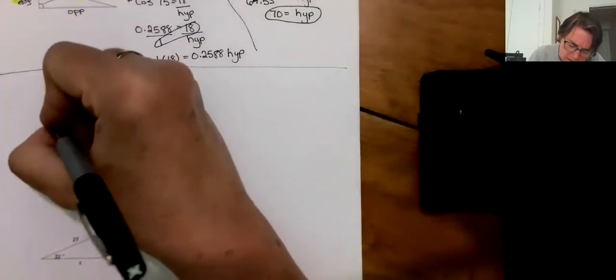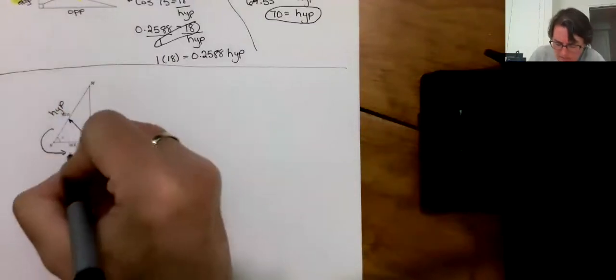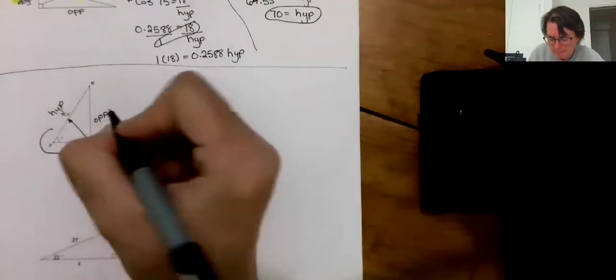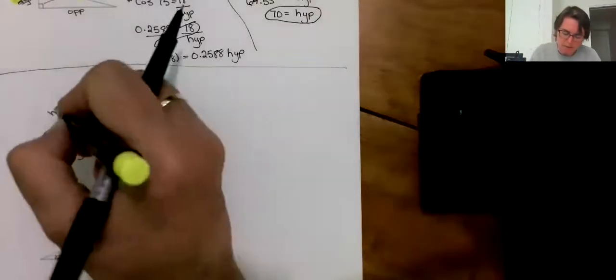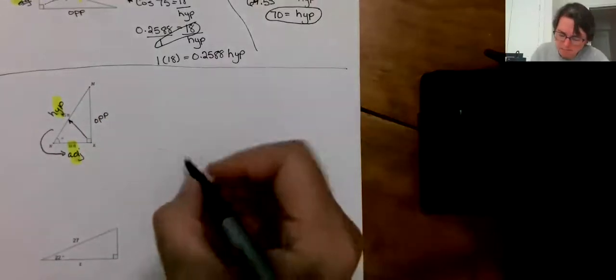So this is my hypotenuse. That's the angle I want to get to. So this is my adjacent. And this is my opposite side. So I have my hypotenuse, I have my adjacent. I know I'm using cosine.